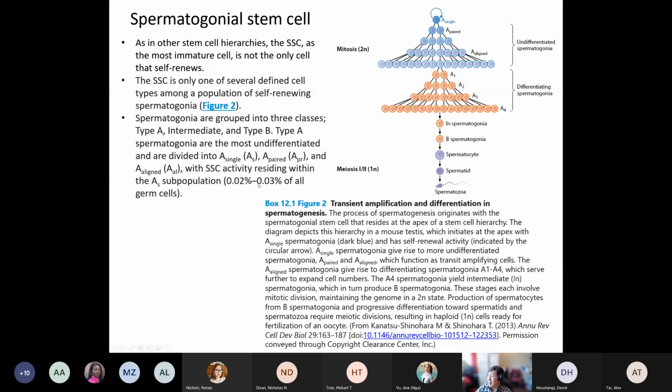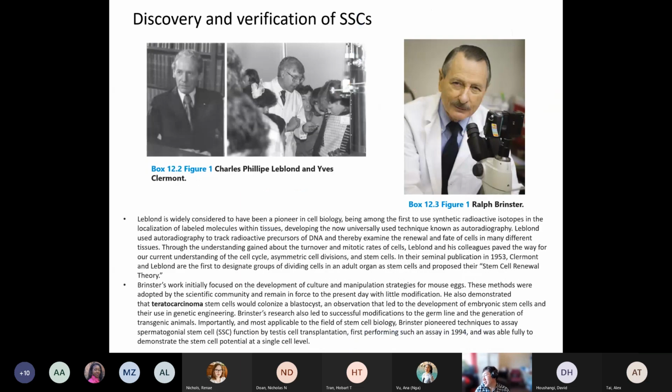And here, we say that the A-single cell is the ultimate immature cell here. And if you put all the cells in the testis together, and then calculate the ratio of this A-single cell, it is only 0.02 or 0.03 percent of all the cells there. So it's a very, very rare cell population there.